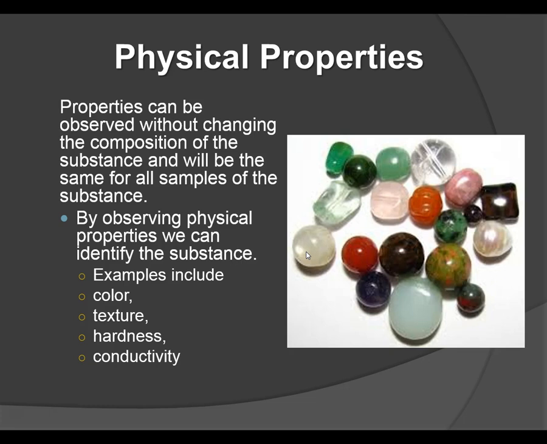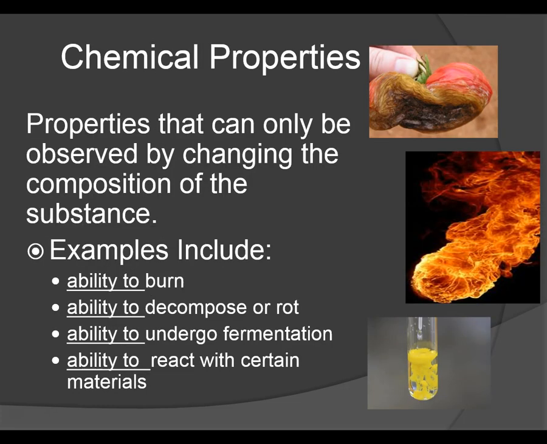Now, on the other side, we have our chemical properties. These are properties that can only be observed by changing the composition of the substance. So, these actually have to go through some type of chemical reaction in order to actually see them. Some examples that you see here are the ability to burn or decompose, the ability to undergo fermentation, which is how they make a lot of alcohols and even pickles. Pickles are really good. And the ability to react with certain materials.